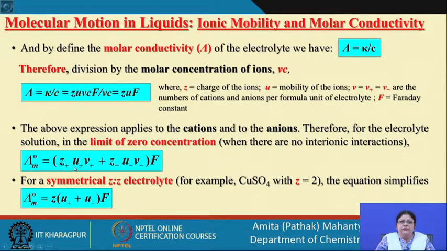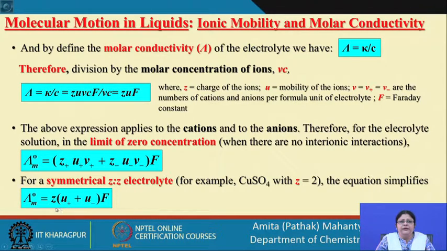This is something similar or familiar to Kohlrausch's law of independent migration of ions. Now, this expression can be further simplified if we have a symmetric Z-Z electrolyte, like a 1,1 electrolyte such as KCl, or a 2,2 electrolyte such as copper sulphate. The equation simplifies because Z will be equal in both cases for the cation and anion.